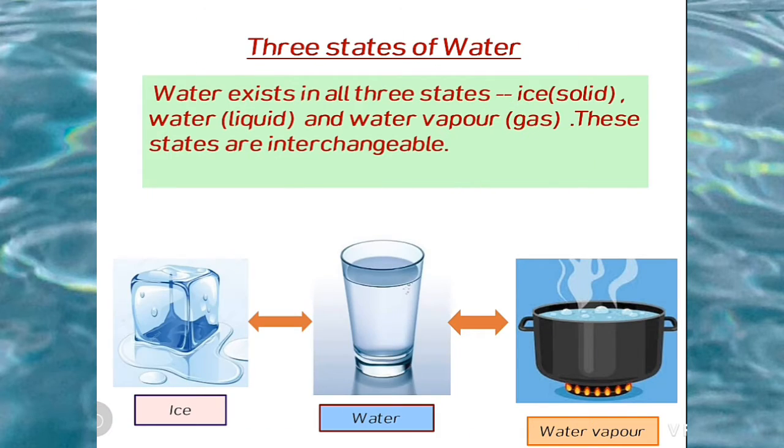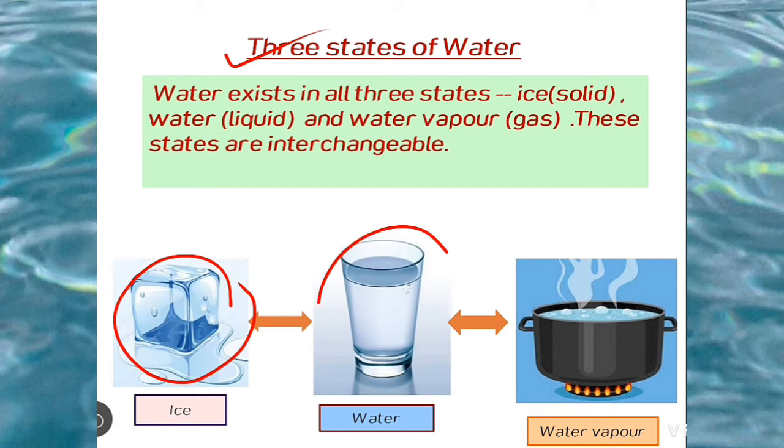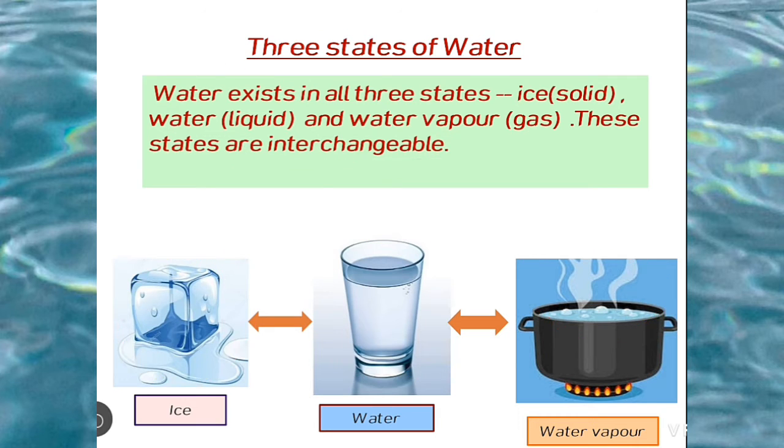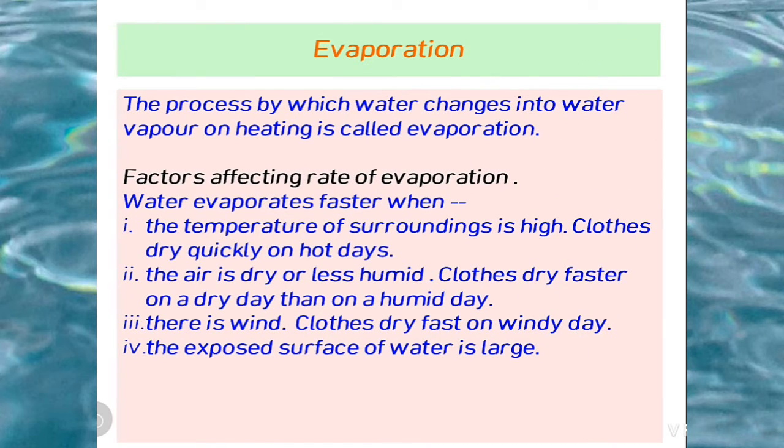Children, we have studied earlier that water exists in three states, that is, ice in solid state, water in liquid state, and water vapor in the form of gas. All these three states are interchangeable, that is, one state can be changed into another state. Now, let's study the process involved in change of states of water. There are four processes: evaporation, condensation, melting, and freezing. Here, we will discuss in detail evaporation and condensation.